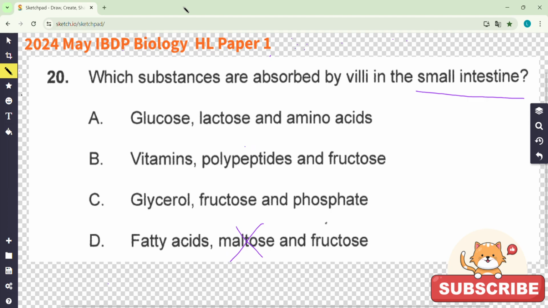Polypeptide, yeah, it should be decomposed into amino acids already, right? And then which one? Remember lactose intolerance, the disease. If you don't have the lactase to digest it, then you have stomach pain when you drink cow milk. So there's something that should be digested and shouldn't appear in the small intestine, and you can't absorb it in the small intestine. You should break it down. So not this one.